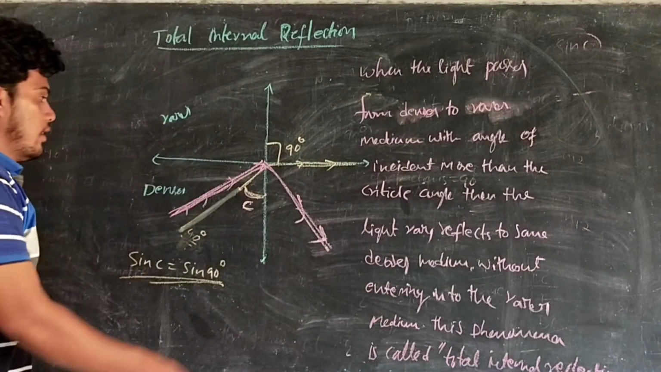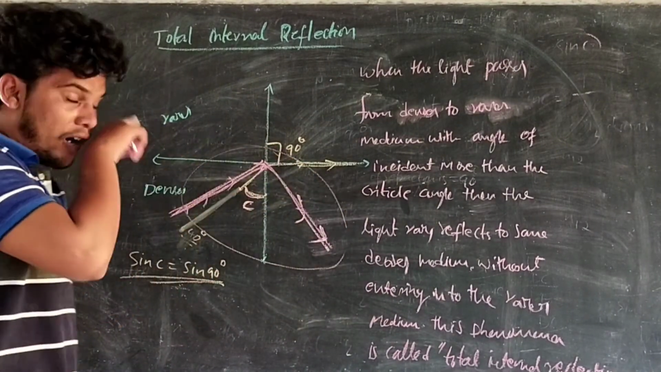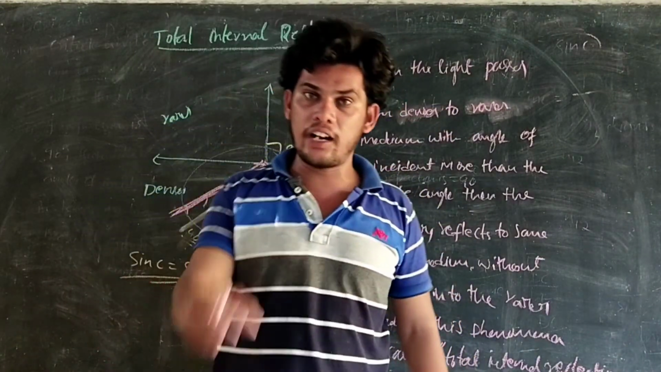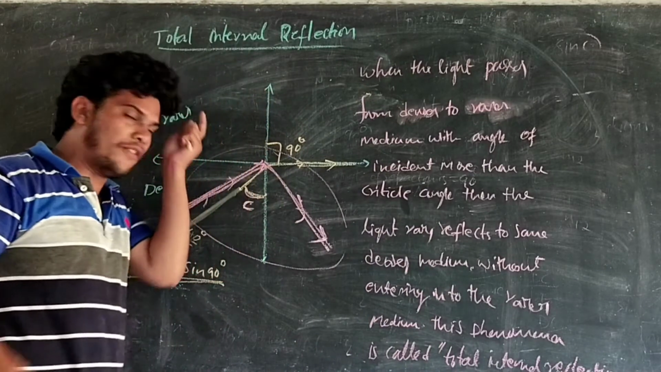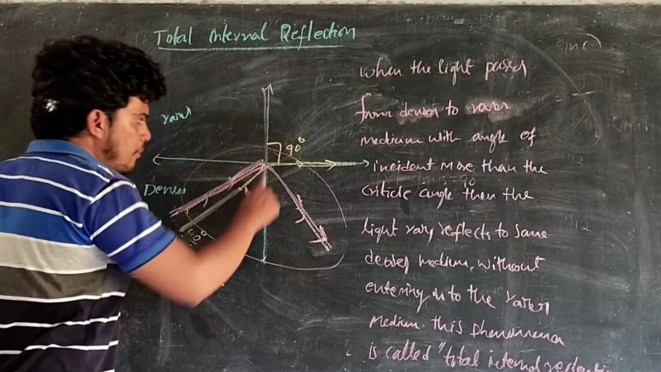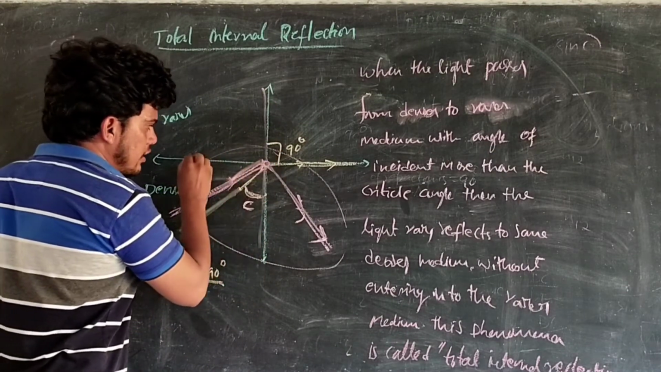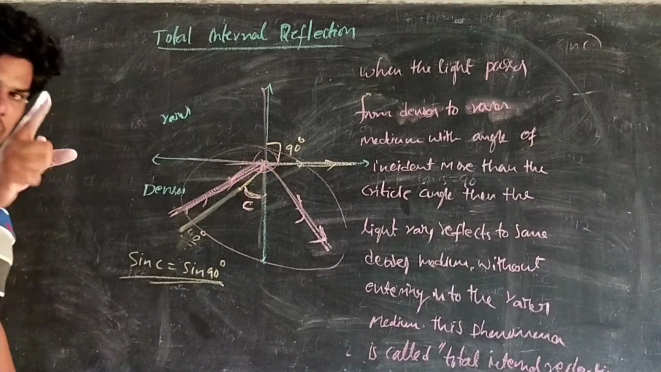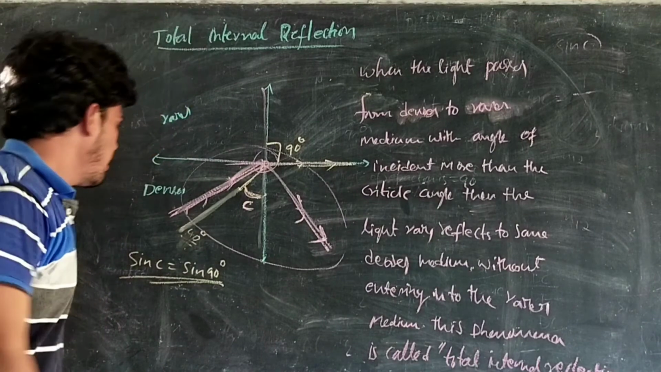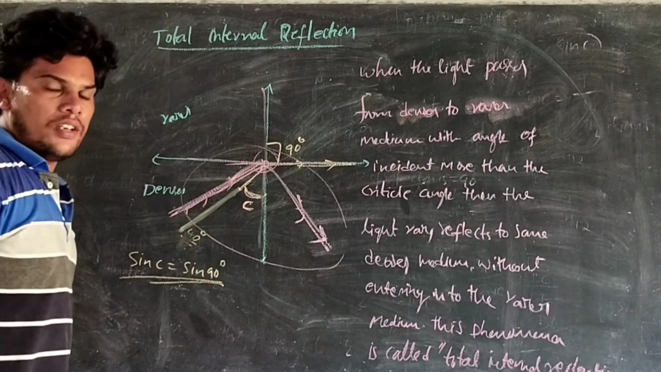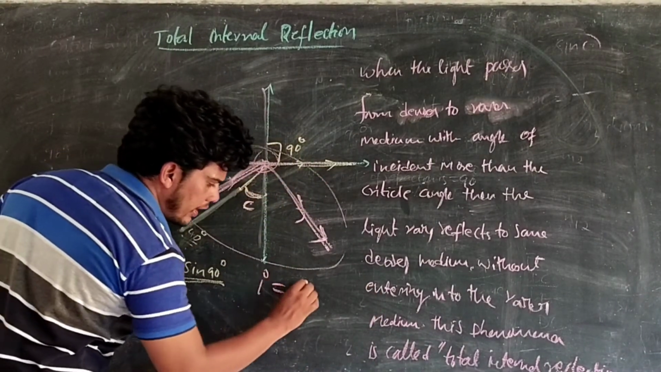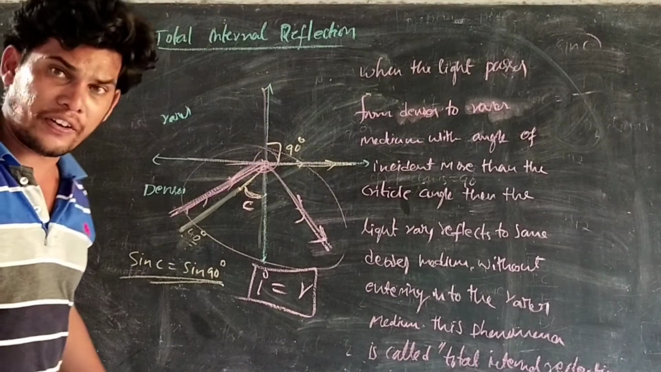Look here. Total internal reflection also follows the laws of reflection. What are the two laws of reflection? The first law: the incident ray, the reflected ray and the normal line lie at a point in the same plane. So yes or no? It obeys the first law of reflection. What is the second law of reflection? Angle of incidence equals angle of reflection. It is the second law of reflection.